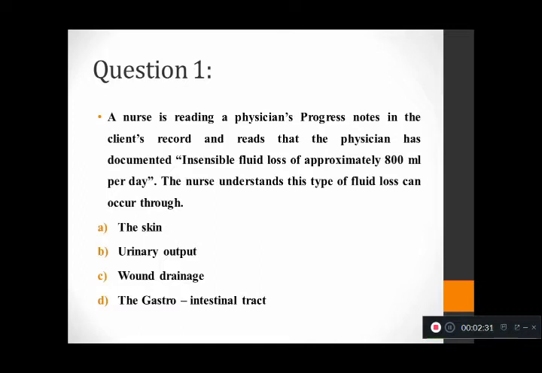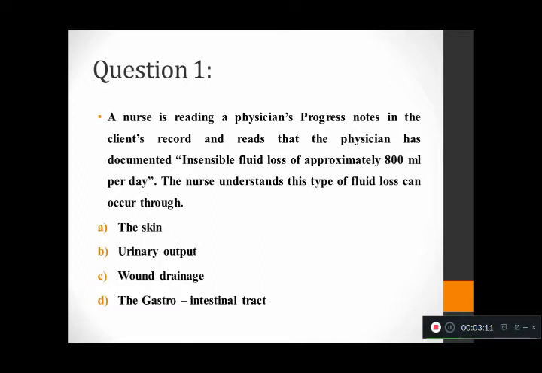So read the question again. A nurse is reading a physician's progress notes in the client's record and reads that the physician has documented insensible fluid loss of approximately 800 ml per day. So note here, insensible fluid loss of approximately 800 ml per day. The nurse understands this type of fluid loss can occur through the skin, urinary output, wound drainage, and option D is gastrointestinal tract. So how do we find out the answer? We must know the rationale for our answer.